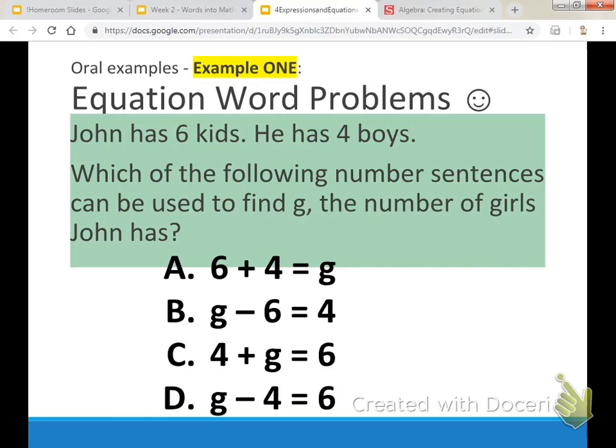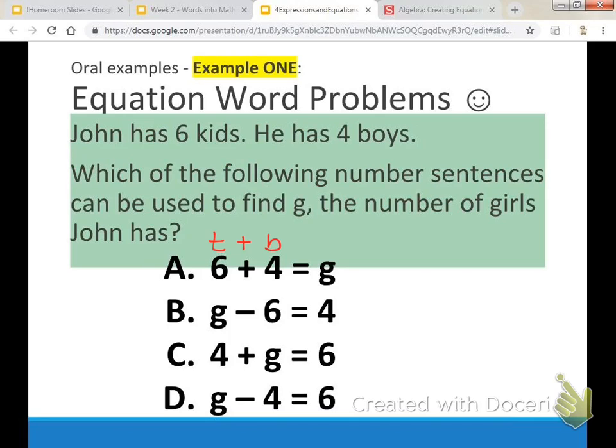And G stands for the number of what? Girls. We know the number's 2, right? Okay, so the number of girls that John has. So here's what we're going to do. We're going to go through them one at a time and talk about what they mean and see if we can figure out which one belongs. So let's look at A to start with. So A has 6. What does 6 stand for? Kids. The total number of kids. So that's our total. Plus, what does 4 stand for?